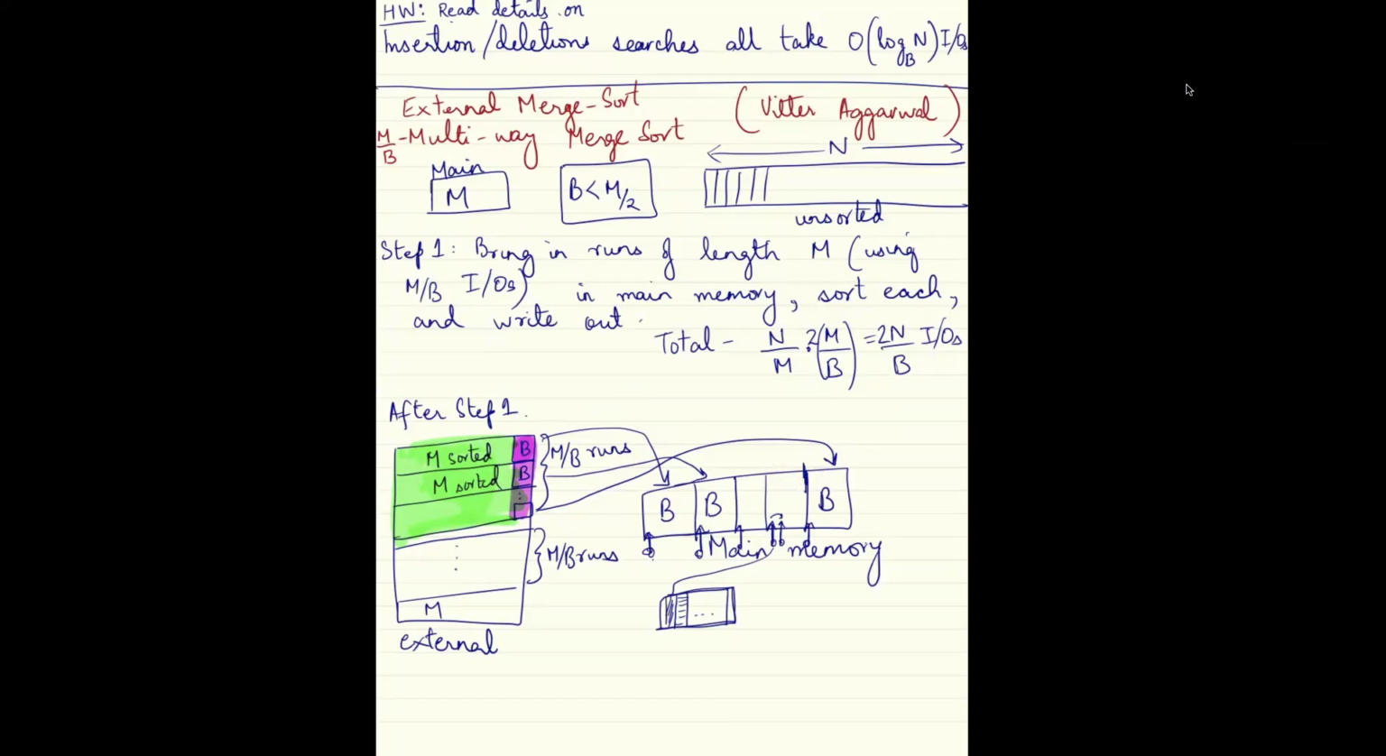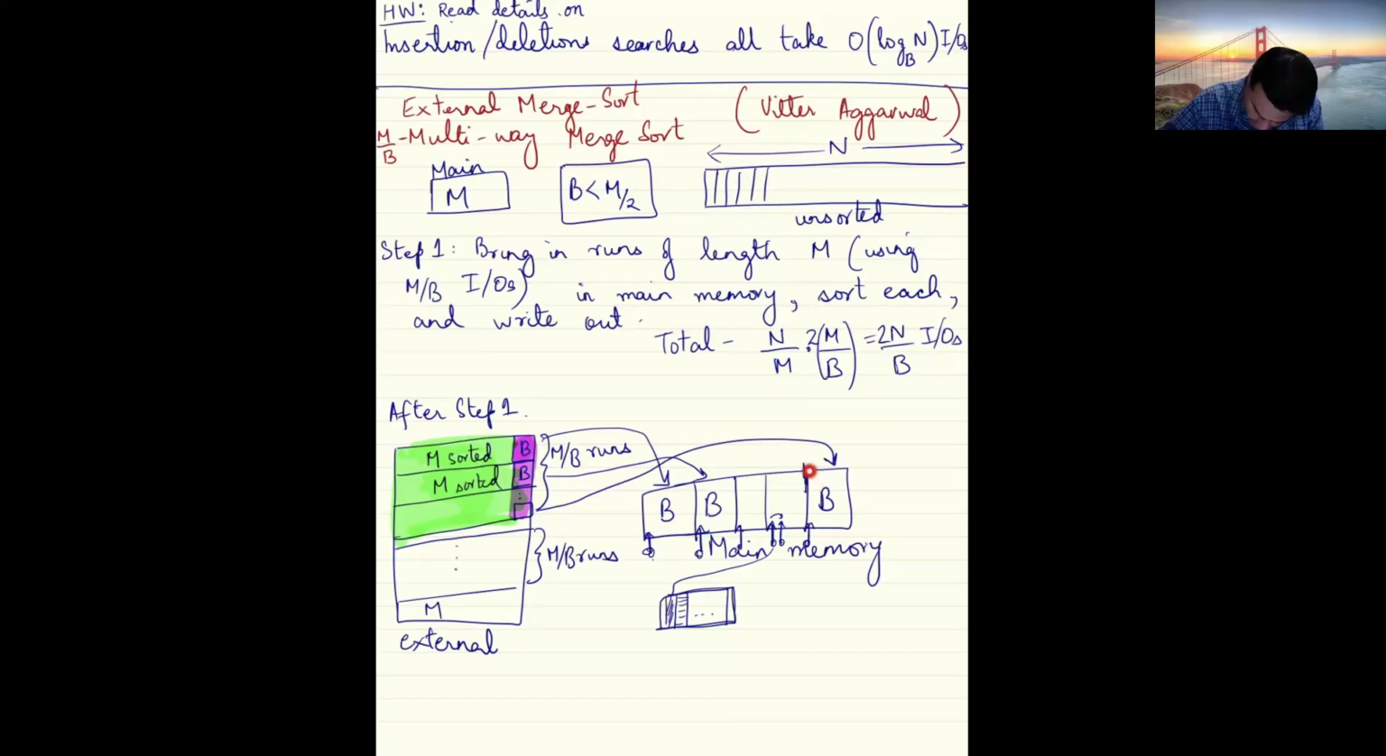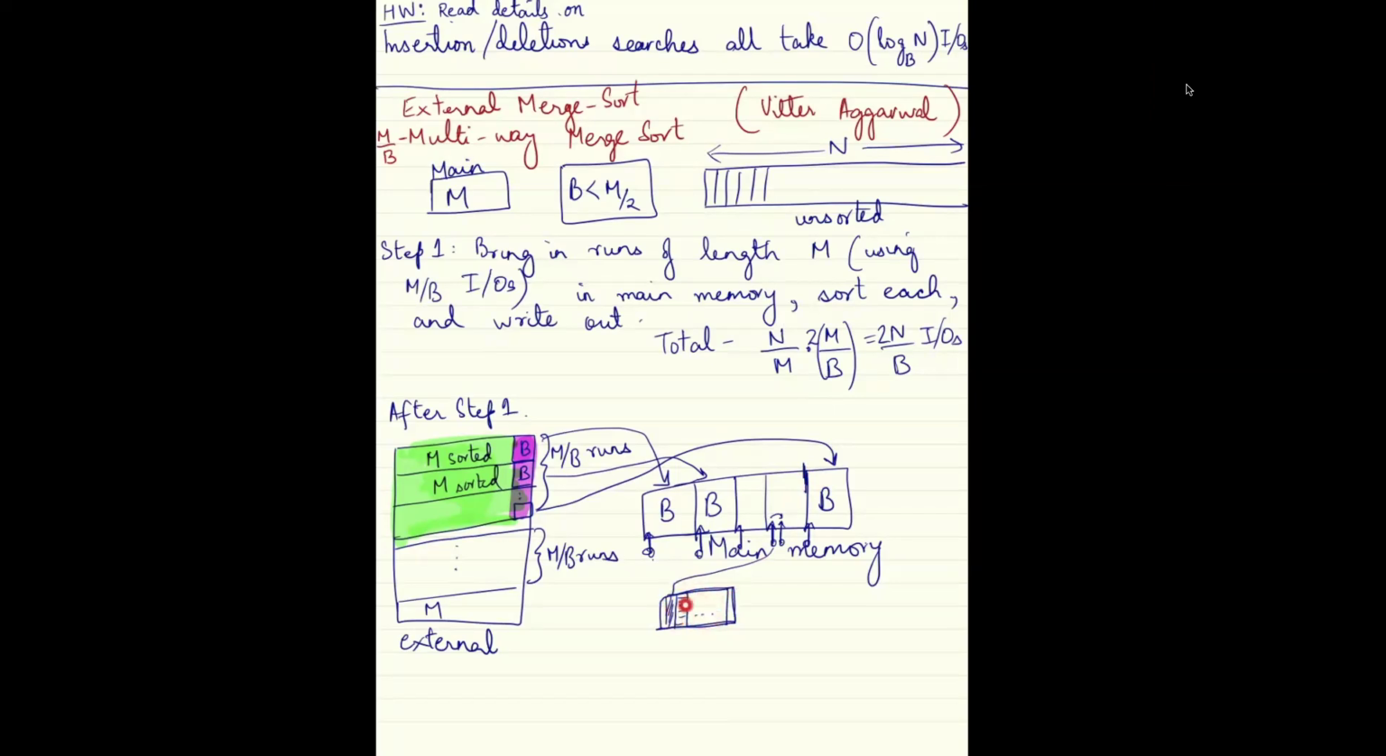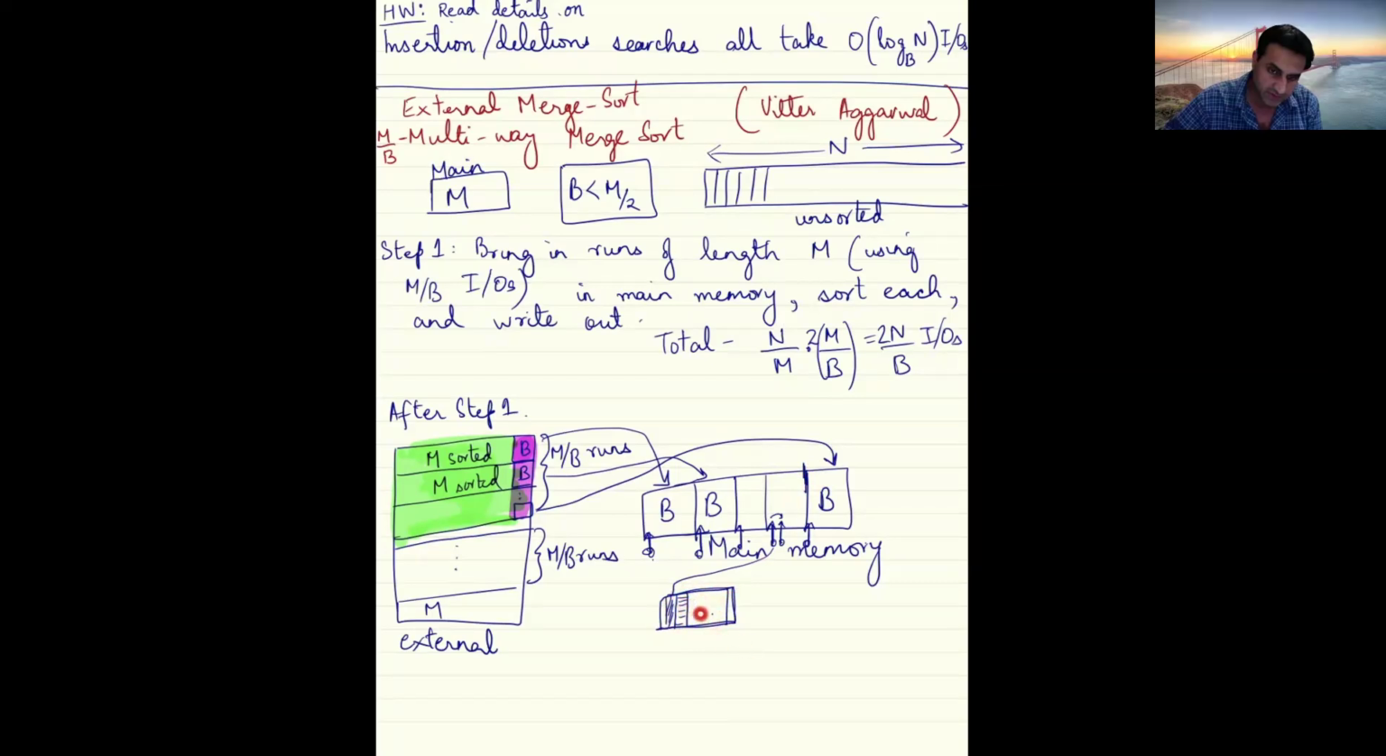So once the pointer reaches the end of one of the blocks, you write back what you merged so far and then bring in a new block. You keep writing blocks out as you manufacture them. Blocks are size B. Originally these M over B blocks in memory are one each from the M over B runs.